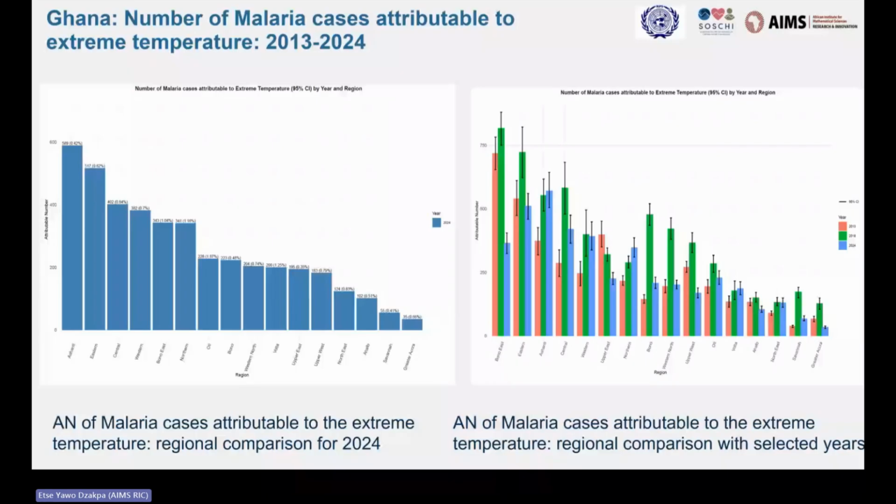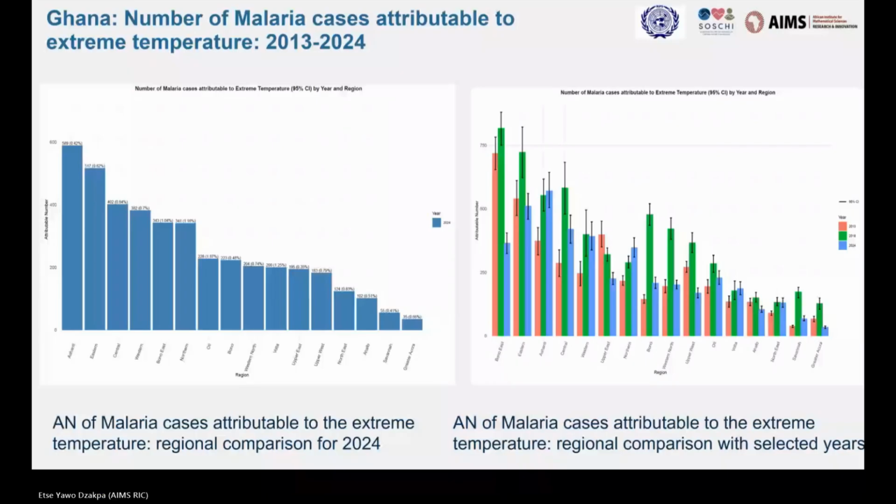So here the attributable number is increasing, while we have other regions where the attributable number is decreasing, meaning that we have some areas that are shifting from non-malaria areas to now malaria cases areas. Those are the key elements that we need to identify so that policy implementation can be easily adapted.